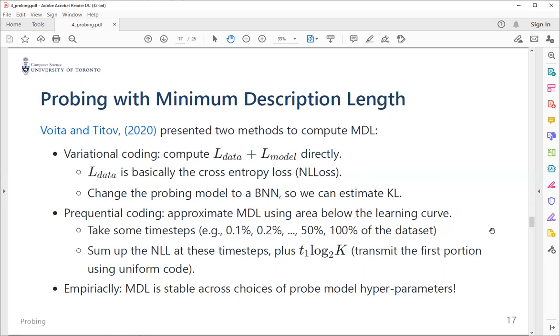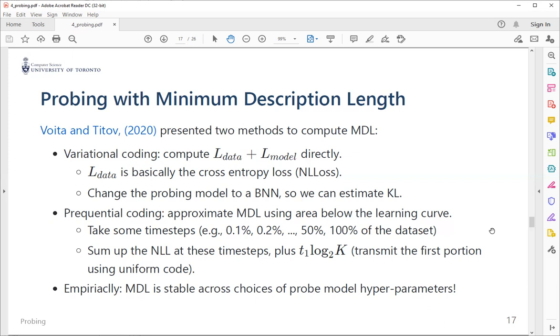After transmitting the first portion, you can then use the first portion of the code to train a model, and use that model to encode the next portion of the data on Alice's side, and then Bob can also use this model to decode the data that Alice compressed using this model. And later, after transmitting the 0.2% of the data set, both Alice and Bob can refine the model using the transmitted data.